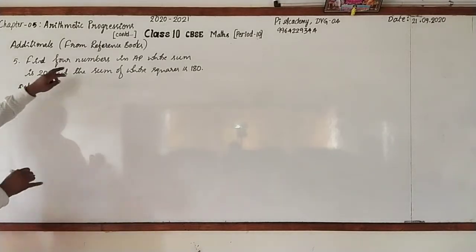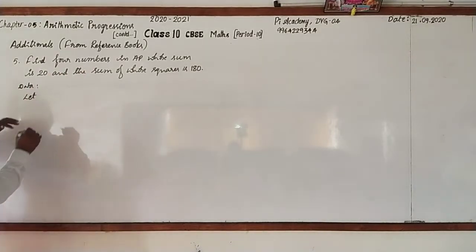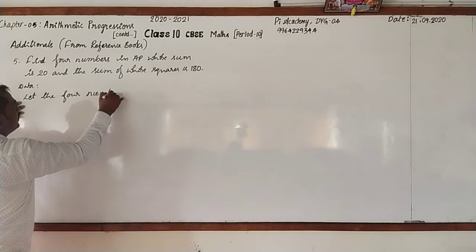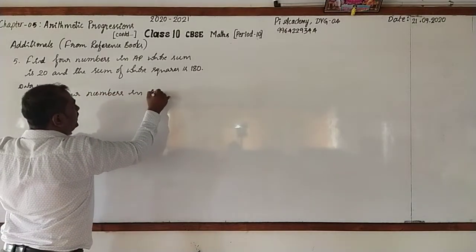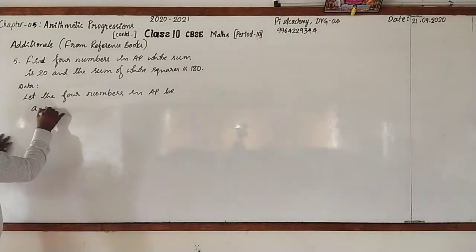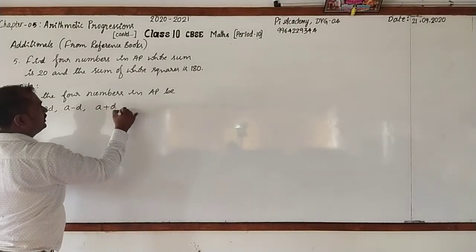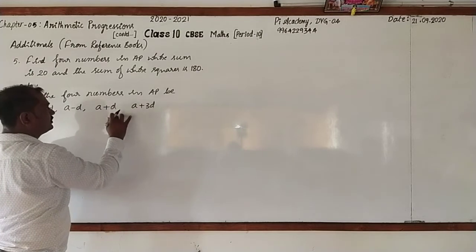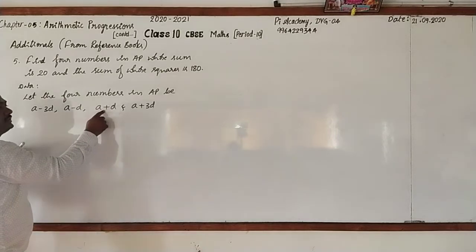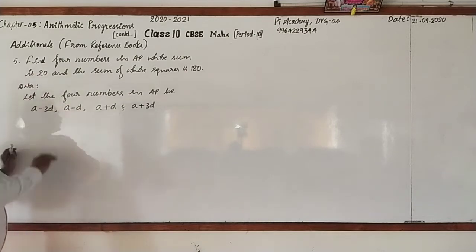Here they have asked you to find out 4 numbers. So you have to assume the 4 numbers which are in AP. Let the 4 numbers in AP be, what are these? How do you go for taking? It is A minus 3D, A minus D, A plus D, A plus 3D. Right? Very simple. Look here: A plus D, A plus 2D. Here A is removed. Here A plus 2D is removed. A minus D. Here A minus 2D is removed.